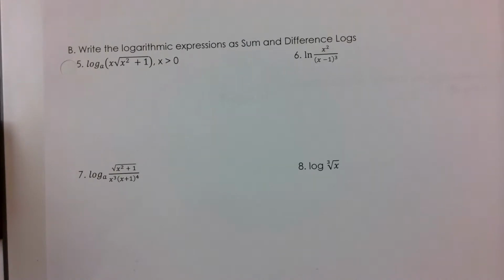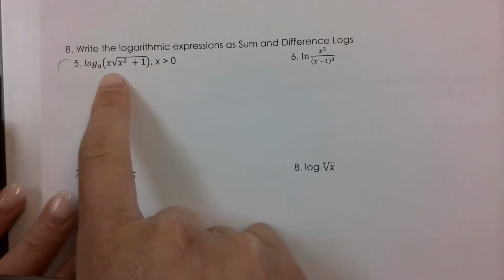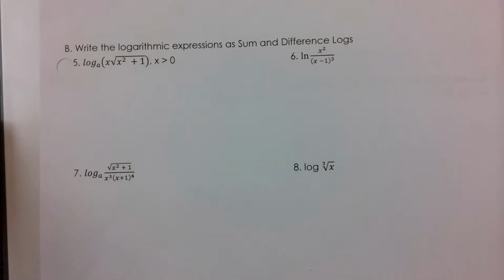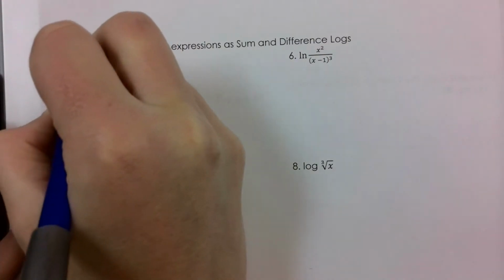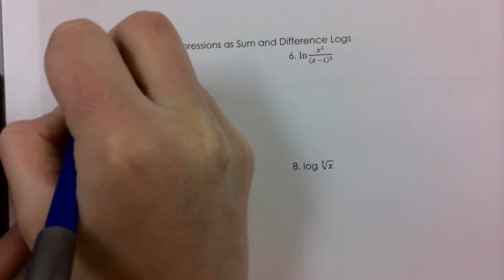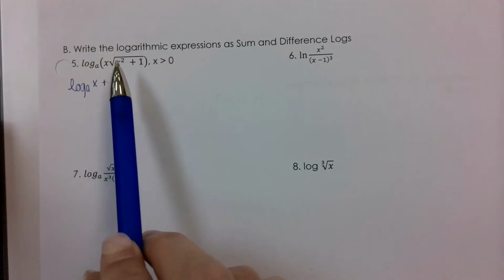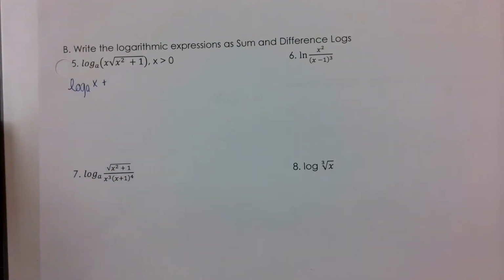So, yeah, we're going to start over here. So we've got x times the square root of all this stuff. So we can go ahead and separate the x times the square root stuff, right? Yeah. So we're going to have log base a of x plus. And then, can we rewrite a square root as an exponent?